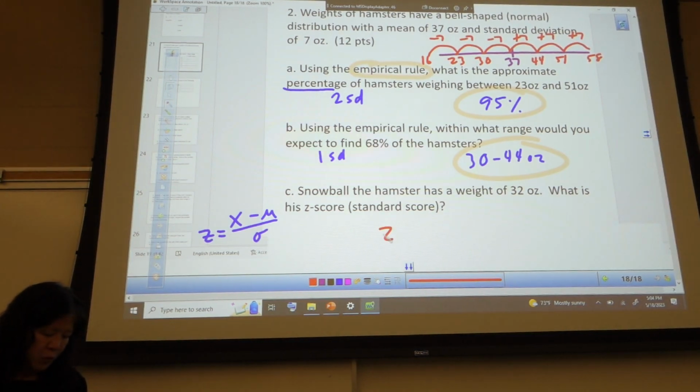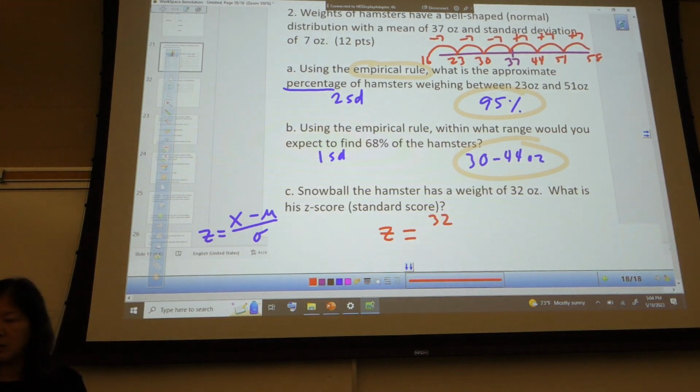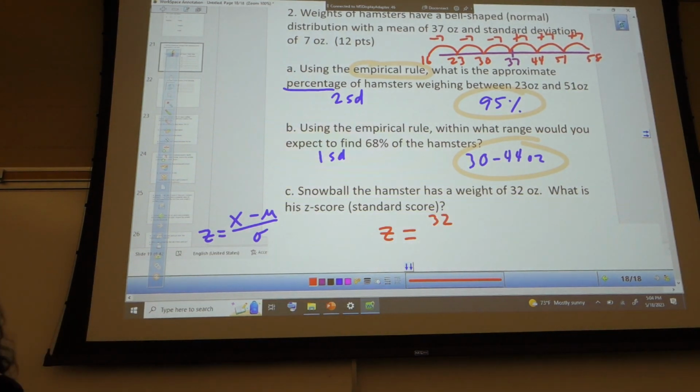So what was Snowball's z-score? His value minus the mean, divided by the standard deviation. Negative 0.7143.